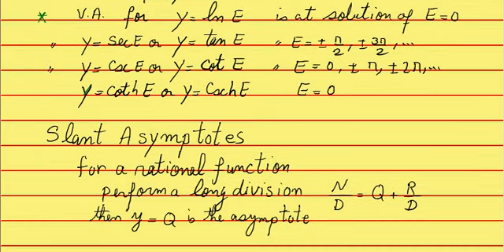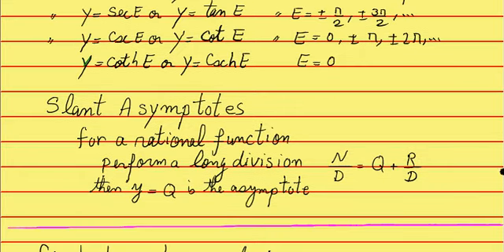Slant asymptote: in this course you only see slant asymptotes for rational functions, the ratio of two polynomials, and the recipe for finding a slant asymptote is straightforward. Take your fraction and perform a long division or a synthetic division, whichever you like. You are going to get a quotient and a remainder.